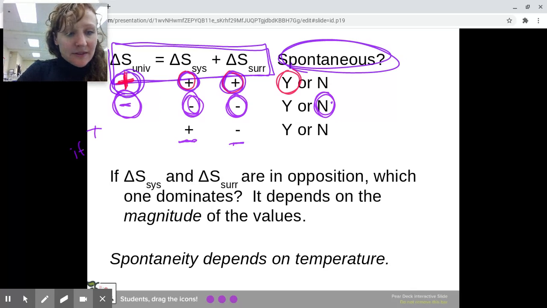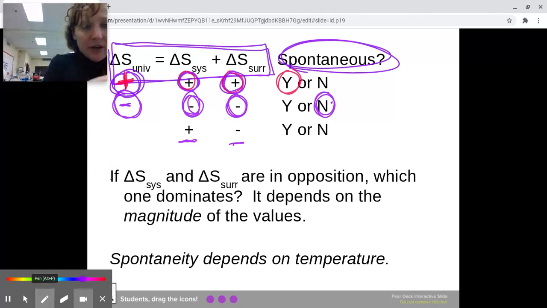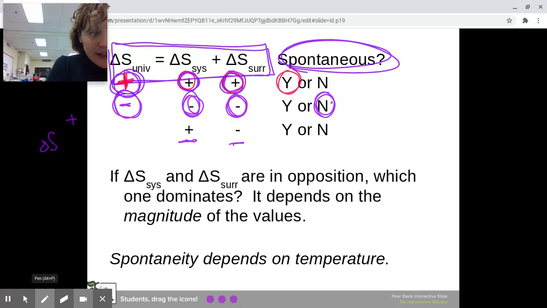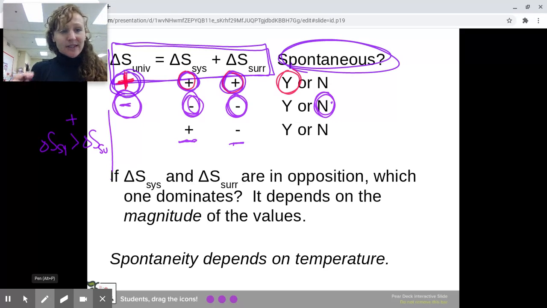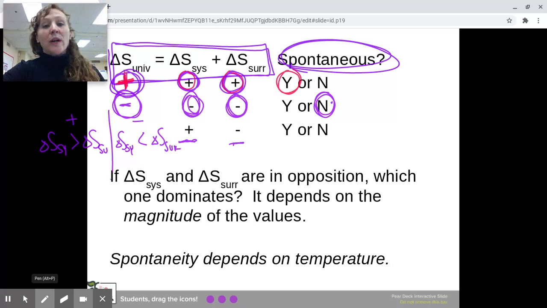If delta S system is larger. Oh, here we go. We can be even more succinct. All of our kindergarten teachers would be proud. We'll use the alligators. So it's going to be positive if delta S system is greater than delta S surroundings. However, if delta S of the surroundings is greater, then it's going to come out to be negative. So if delta S of the system is less than delta S of the surroundings, then it's going to come out to be negative. So in this case, it depends.